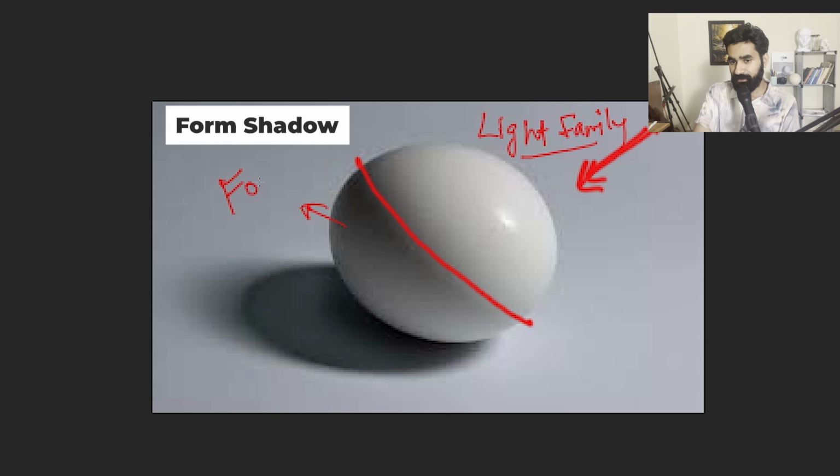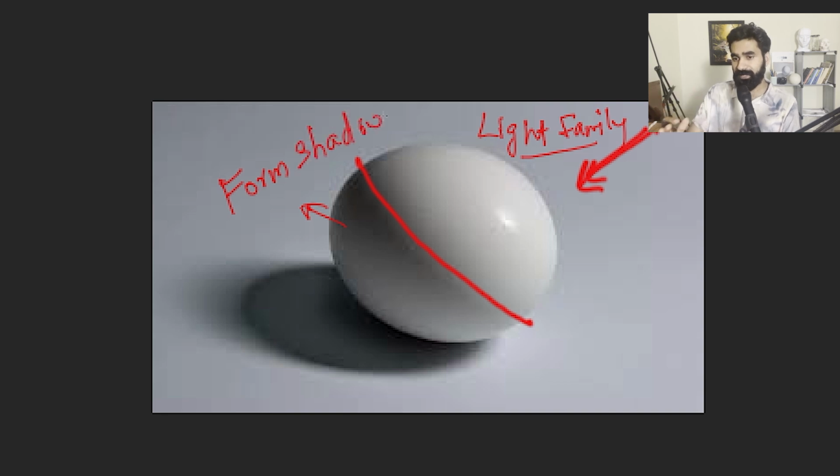Very simple thing, because for example, this is a form, right? I already told you anything three-dimensional is called form. So the shadow created on the form is called form shadow. Basically this terminator line separates the light family and the form shadow. Okay. So try to understand these terms. Now let's come back to this light family.